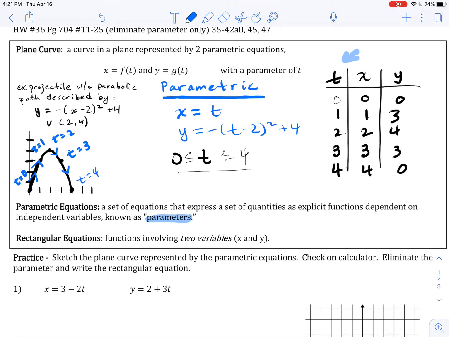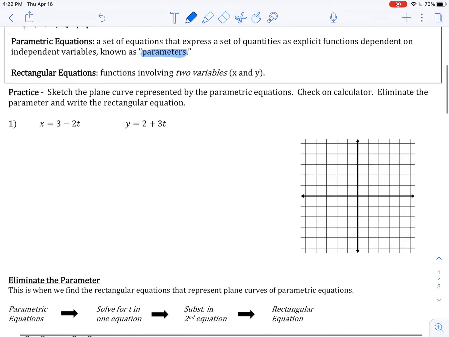And this is the curve that represents a set of these parametric equations. These parametric equations are functions of some parameter t. And these definitions are written for you below. So what I want to do right now is take a moment and practice, one, sketching the plane curves for another set of parametric equations, and then actually practice eliminating the parameter, or actually coming up with a rectangular equation from a set of parametric equations that would be given to you. Okay, so let's go ahead and try that right now.